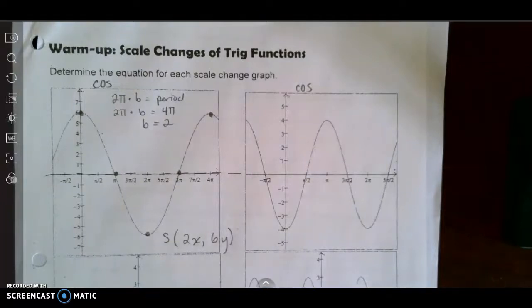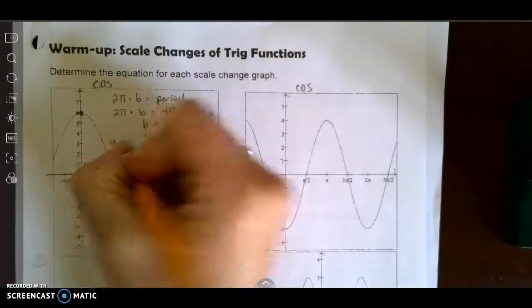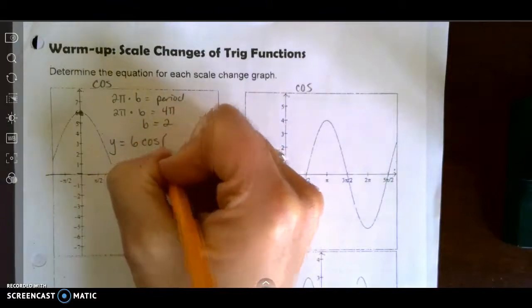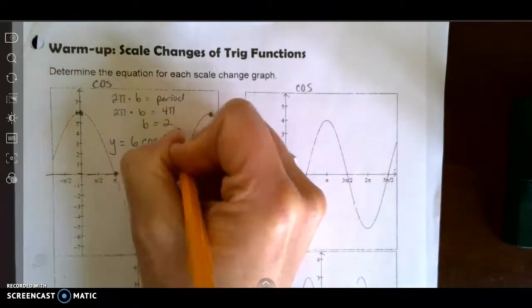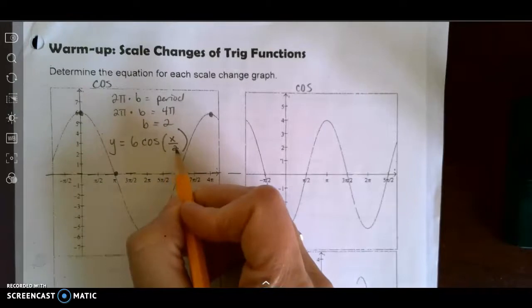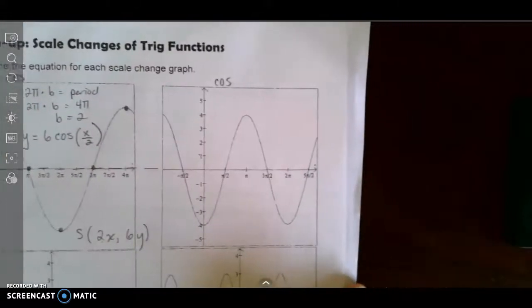So that's my scale change, which means when I go to write my equation, it's going to be y equals 6 times the cosine of x divided by 2. Since x lies in the equation, it's multiplied in the scale change, therefore it's divided in the equation. Let's go to my next graph.